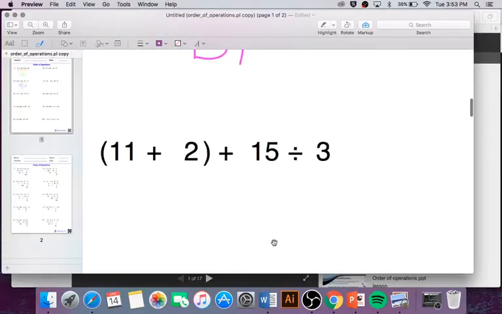Moving on to our next problem, we have 11 plus 2 in parentheses plus 15 divided by 3. So the first thing we're going to do is what's in our parentheses. So that's 11 plus 2, which is 13. And we're going to bring down the rest of the problem. So we're going to have plus 15 divided by 3.